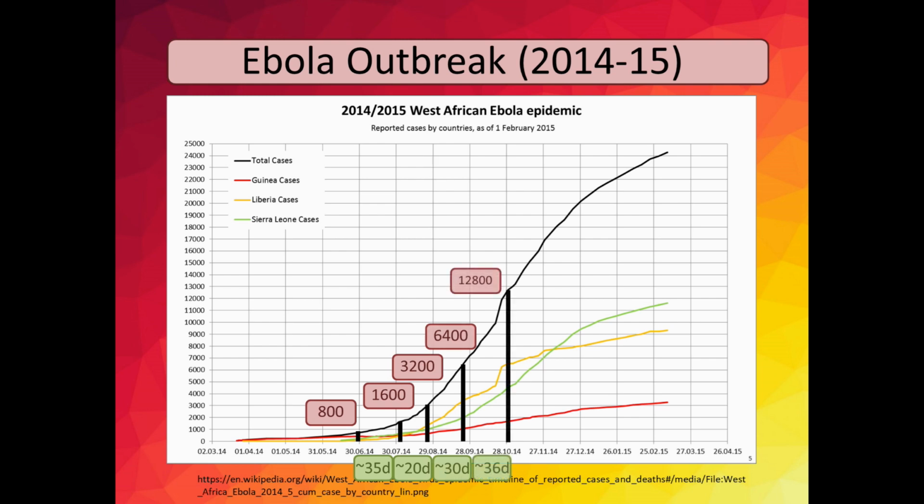And about 36 days after that, you can see it's slowing down maybe a tiny bit. It's doubled again to 12,800 infected. So if we average all these out, it's about 30 days to double for the Ebola virus.